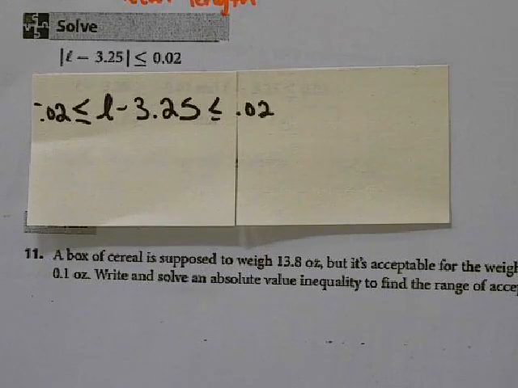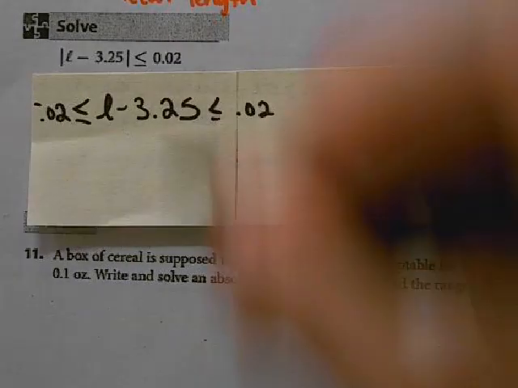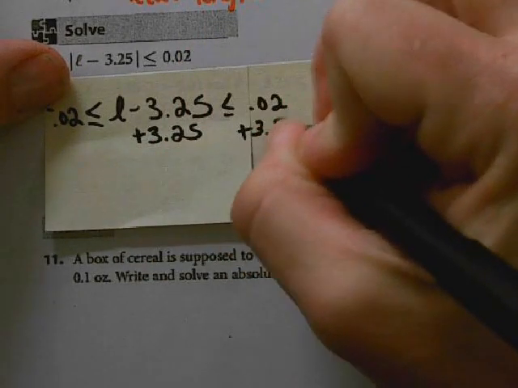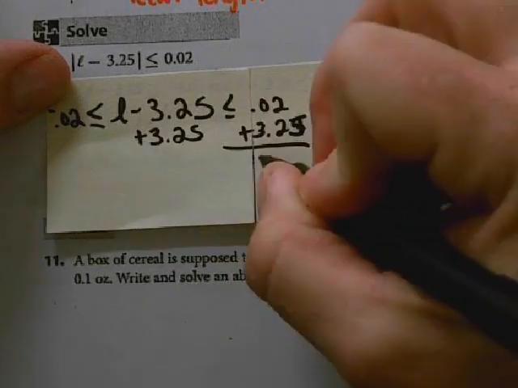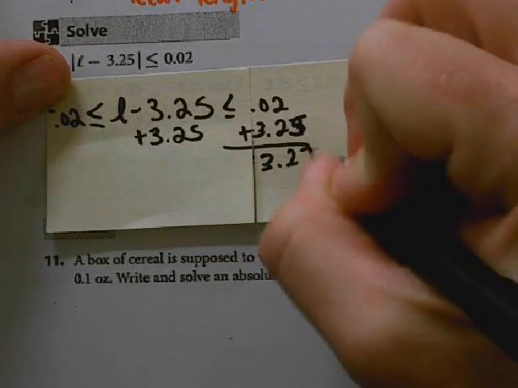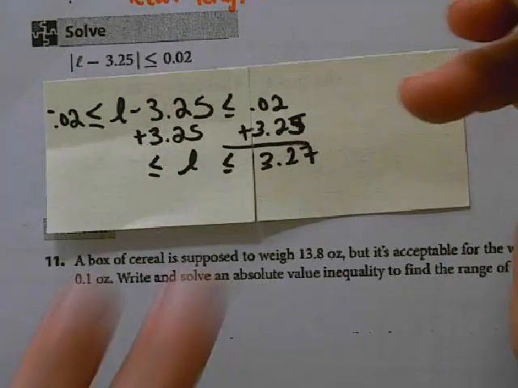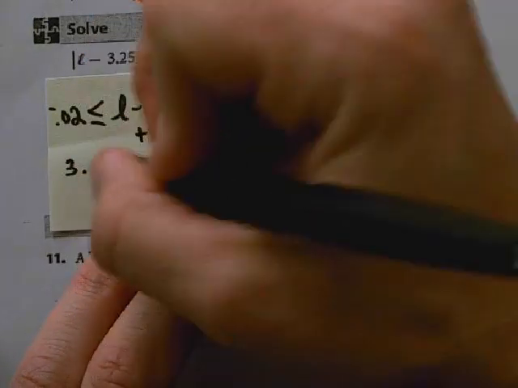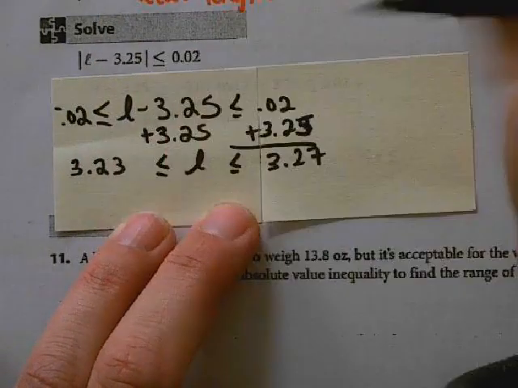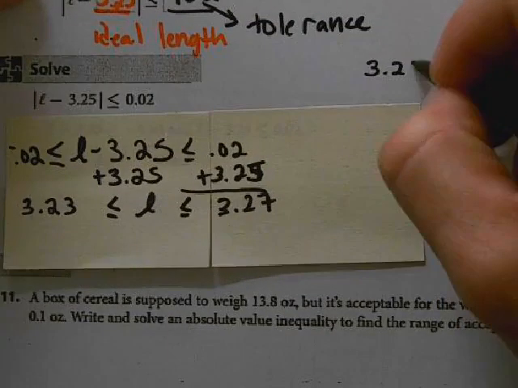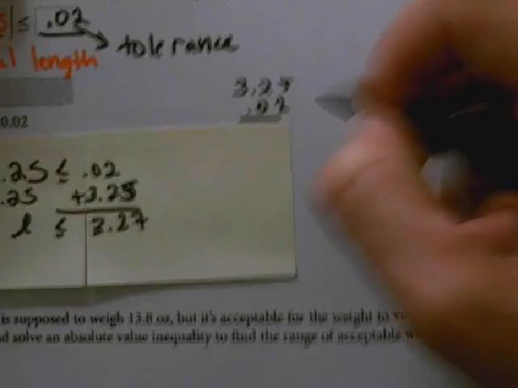So what is the maximum length allowed? What is the most that this board would be good at? 3.27. Whoops, so I wrote that instead of writing my work. Okay, what is the smallest length that would be acceptable for this board mill? 3.23.